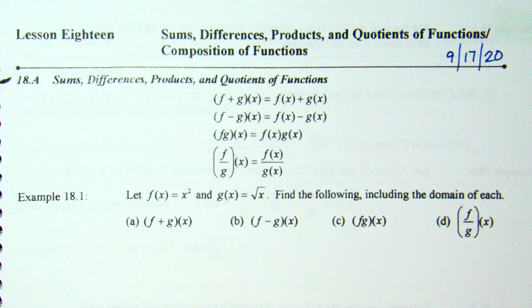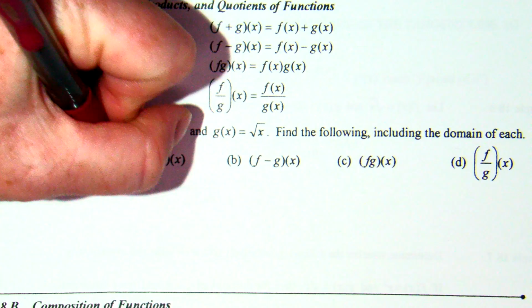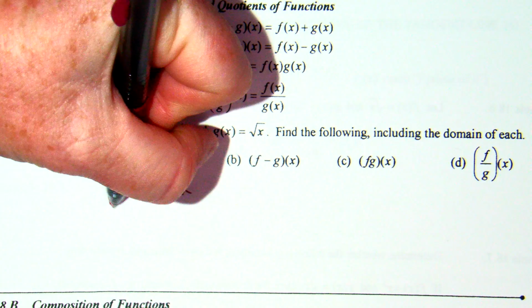Okay, so A is asking us to do f plus g of x. F of x plus g of x. And what is f of x? X squared. And what's g of x? Square root of x. Does that simplify? X squared plus square root of x is just x squared plus square root of x. So we are done right there.